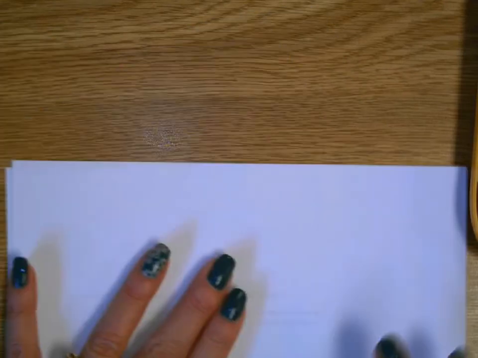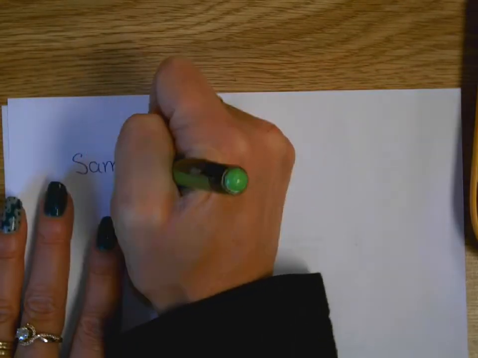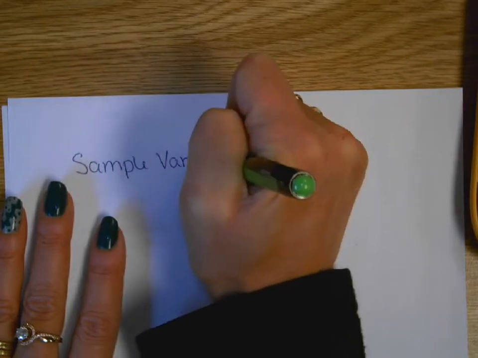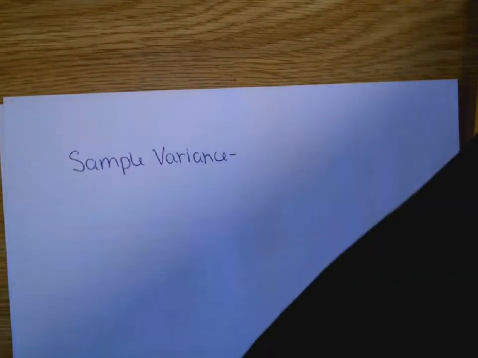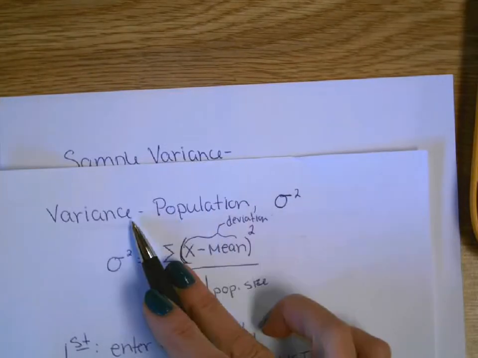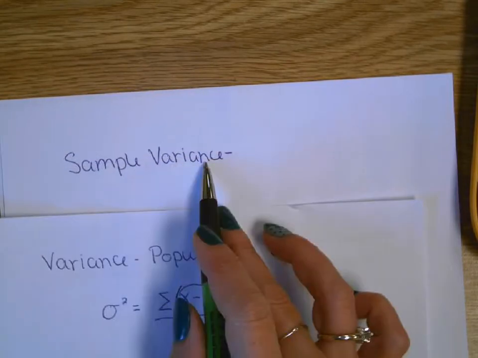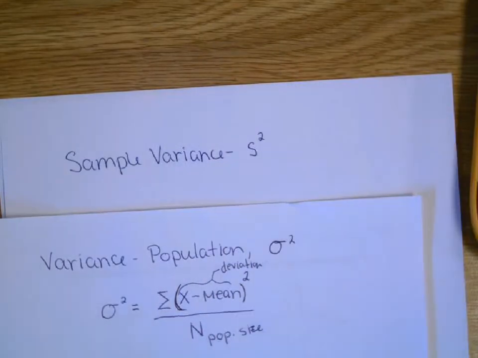So, sample variance and sample standard deviation. The formula is just slightly different. So, sample variance, okay, we did population variance. Population variance, the symbol was sigma squared. Sample variance, it's S squared.